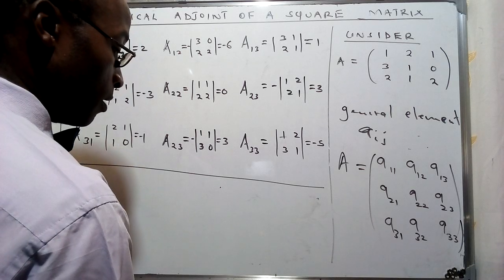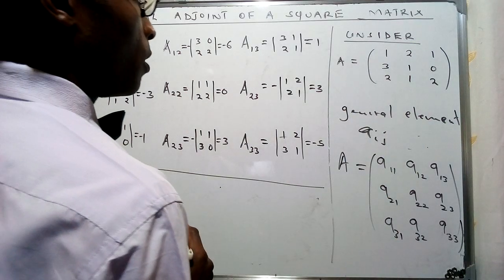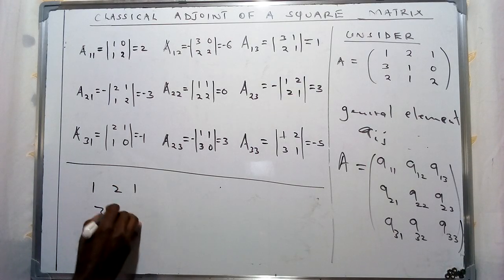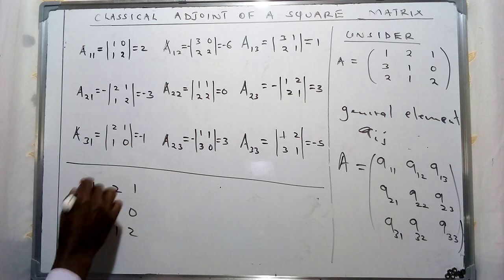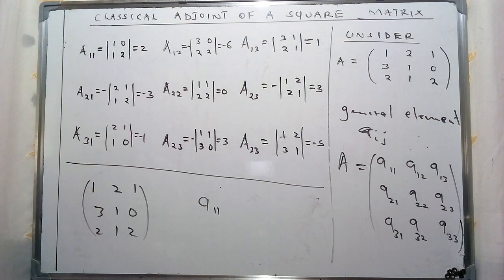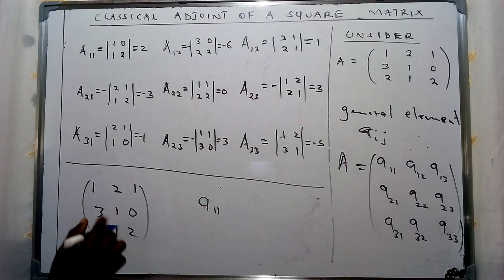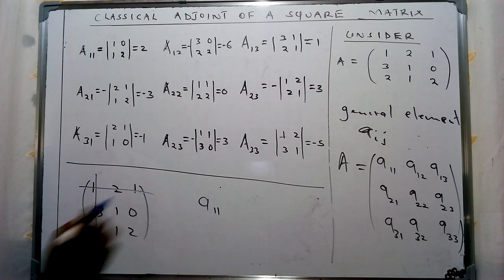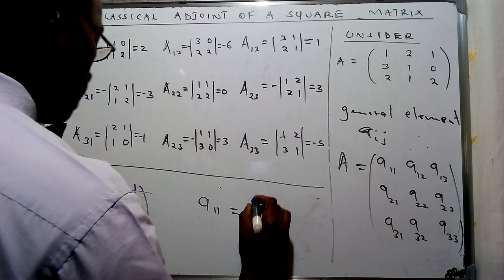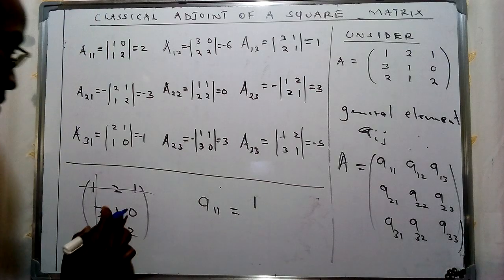Therefore, if we have a matrix of this nature, I'm just going to give an example. We are going to have 1, 2, 1; 3, 1, 0; 2, 1, 2, representing our A. So in this case, to find the minor of the element a_11, we're going to take these elements by deleting the ith row, which is the first row, and the jth column, which is the first column.